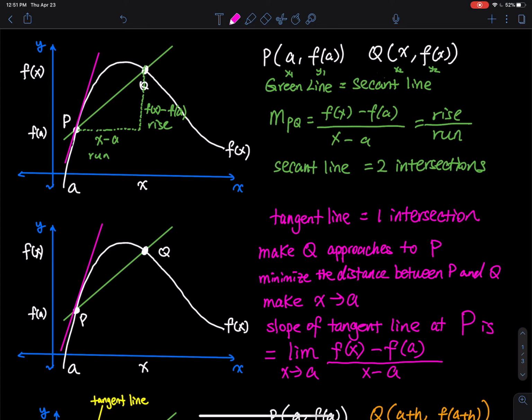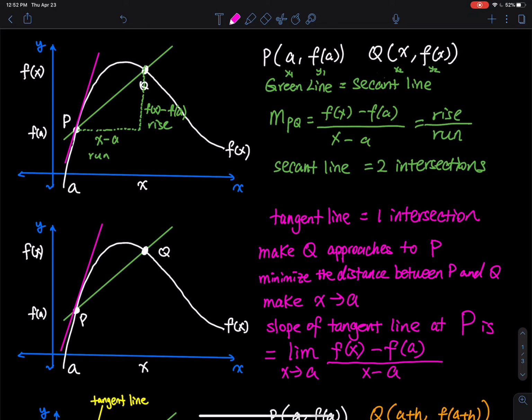So look at the green line again. It is a straight line. What is the slope of a straight line? We do y2 minus y1 divided by x2 minus x1, which is rise over run. So in this case, our y2 is f of x, y1 is f of a, x2 is x, x1 is a. So you do that, you get a rise over run. However, that is only a secant line. Secant line is two intersections. That is not what I am looking for. I am looking for a tangent line.